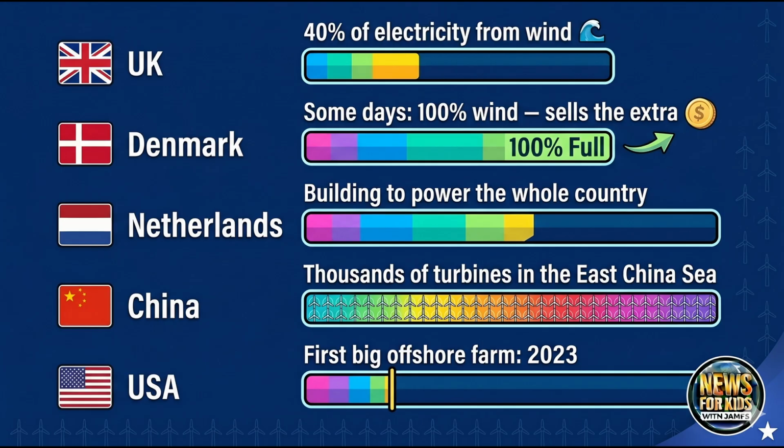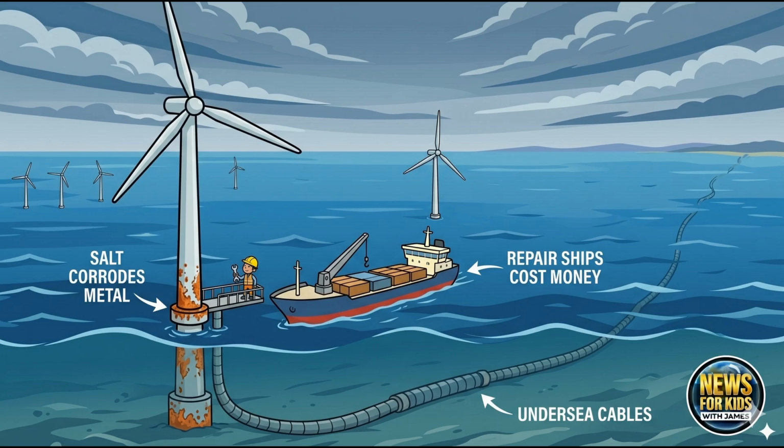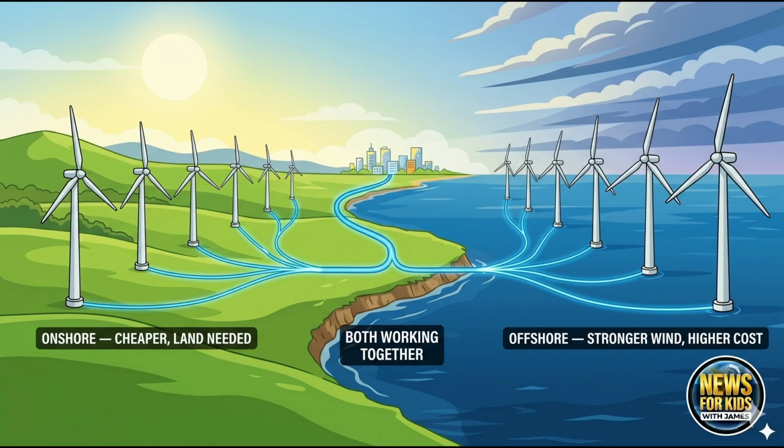Countries that started later are now catching up fast. The US opened its first large commercial offshore wind farm only in 2023, but several much bigger projects are now under construction along the Atlantic coast. Offshore does have one serious weakness. It costs 2 to 3 times more to build and maintain than onshore. Salt air corrodes metal. Undersea cables are expensive. Every repair requires a ship, so most countries run both.